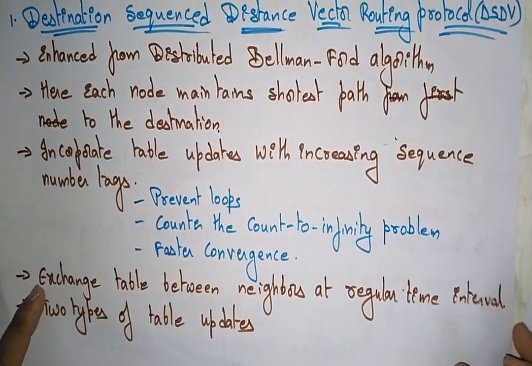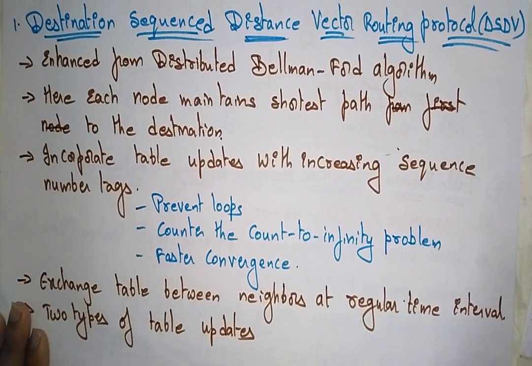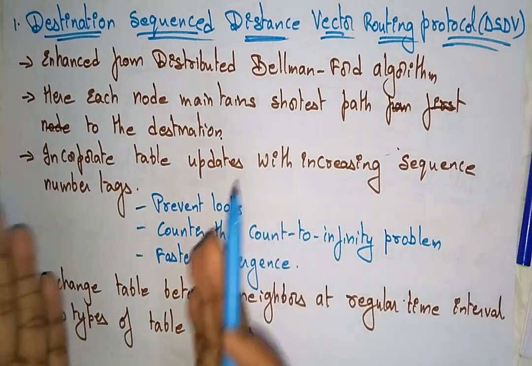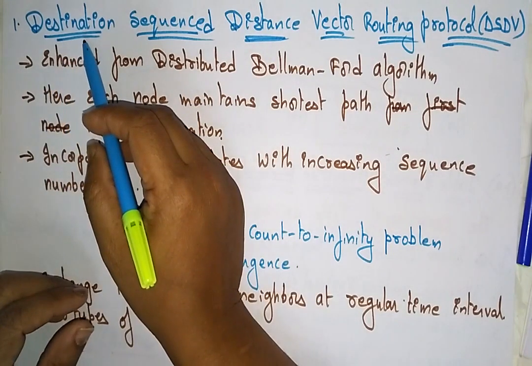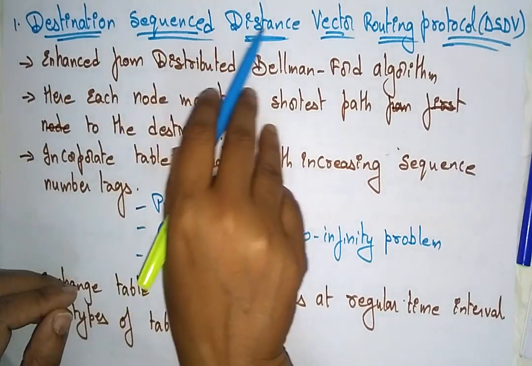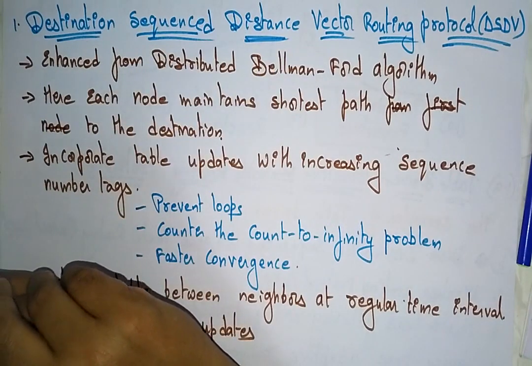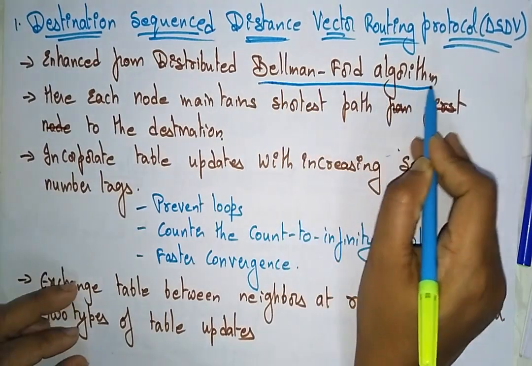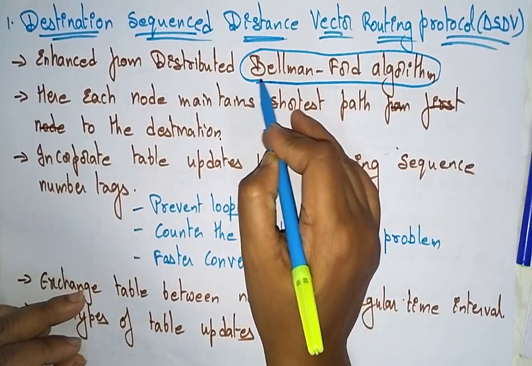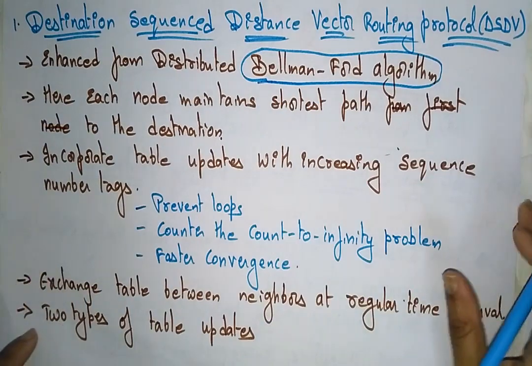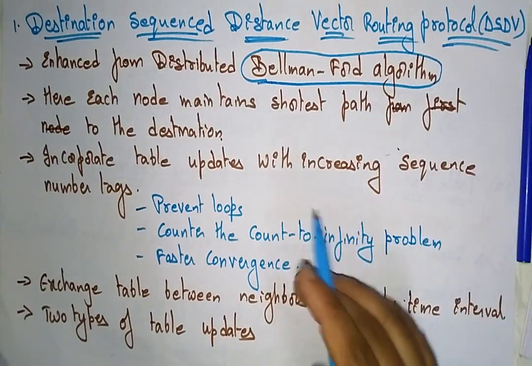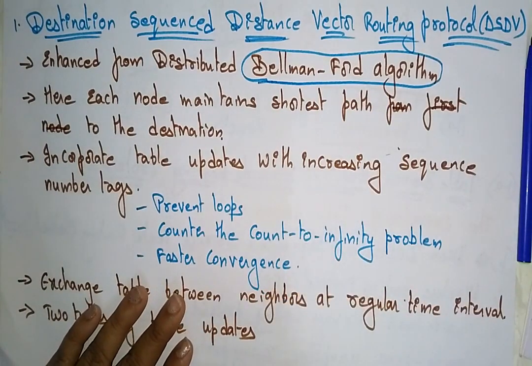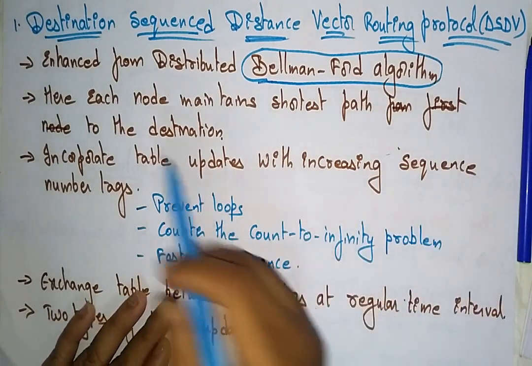destination sequence distance vector routing protocol. The name itself says that we have to reach the destination through a sequence distance vector routing process. Actually, this is the enhanced version of the Bellman-Ford algorithm. You already know the Bellman-Ford algorithm. If you don't know it, please check it out in the education videos. Just search for the Bellman-Ford algorithm and you will see that video.